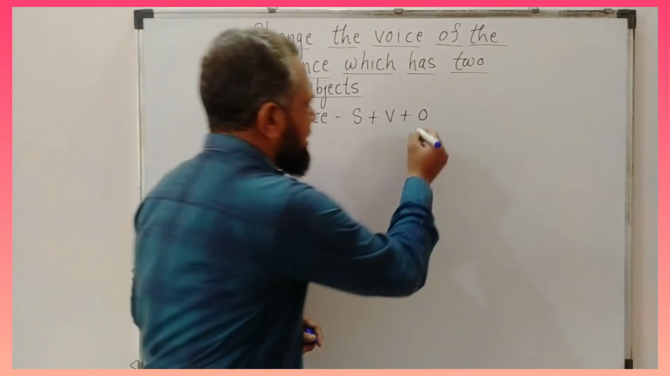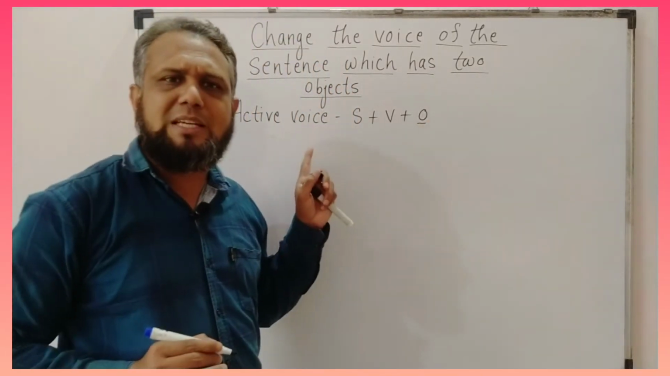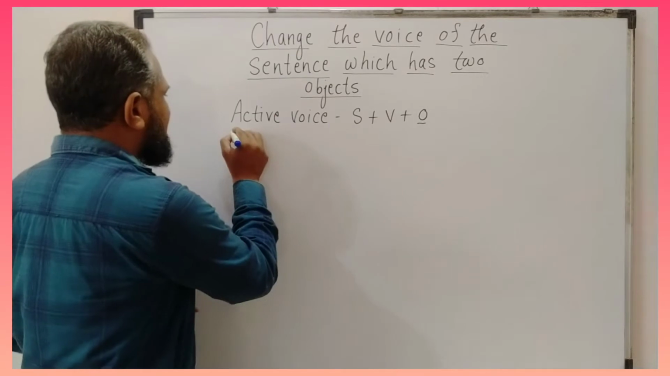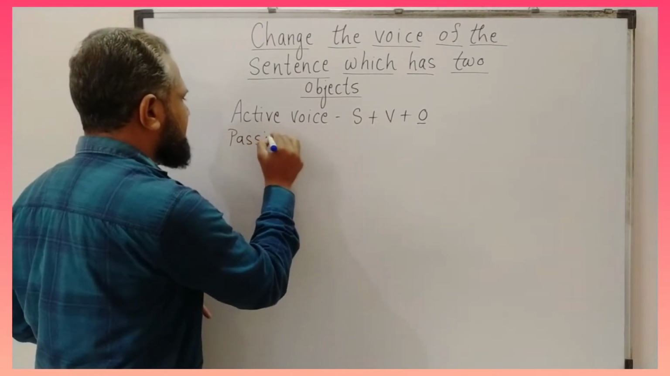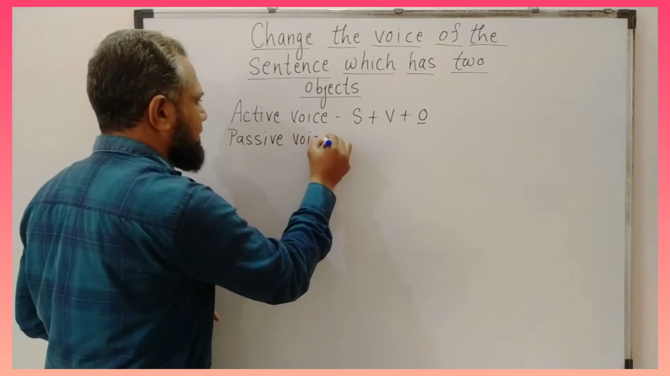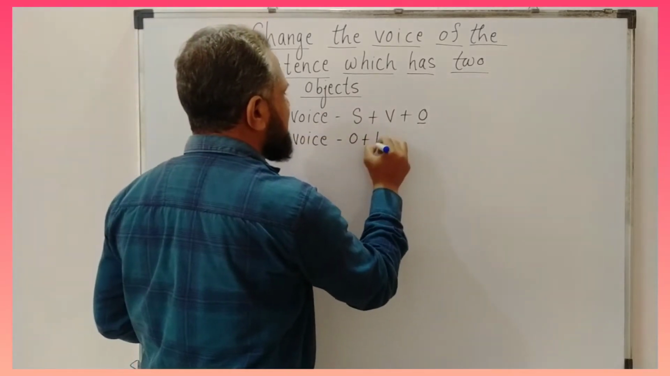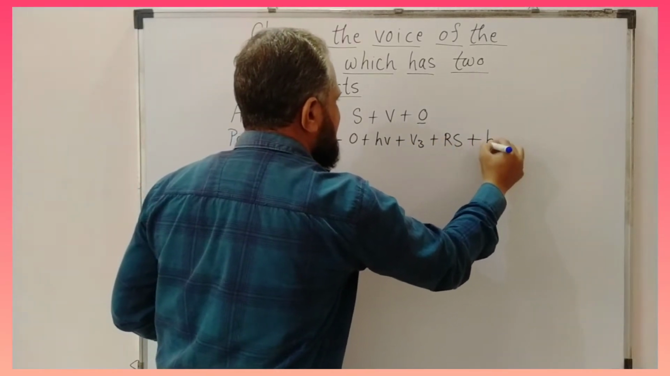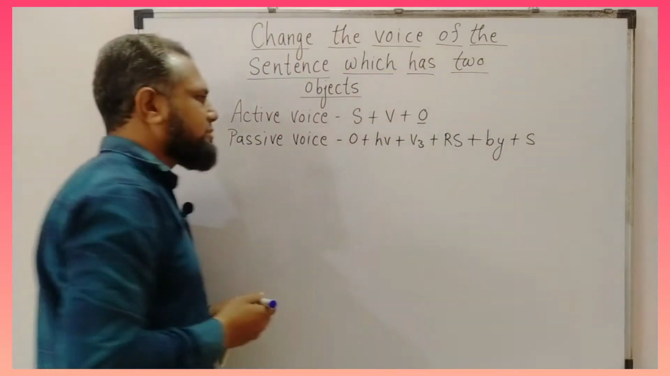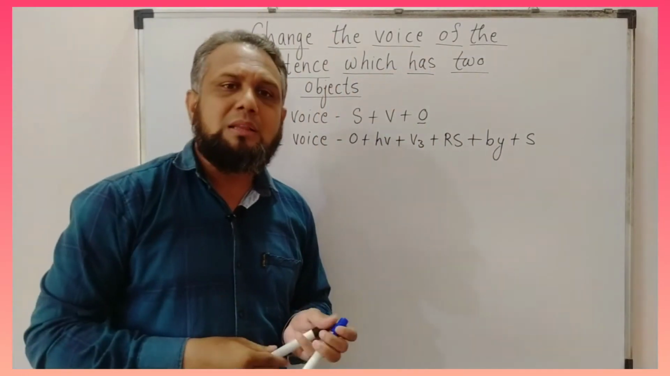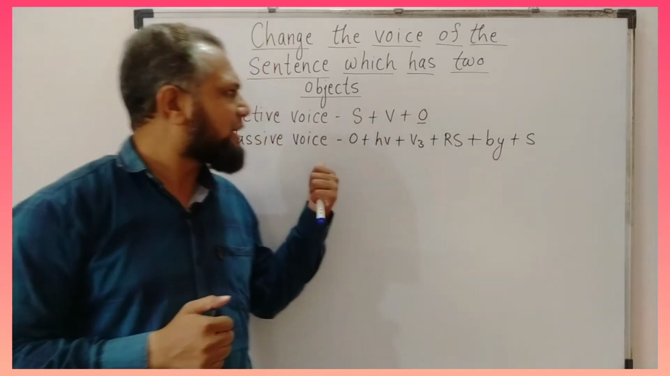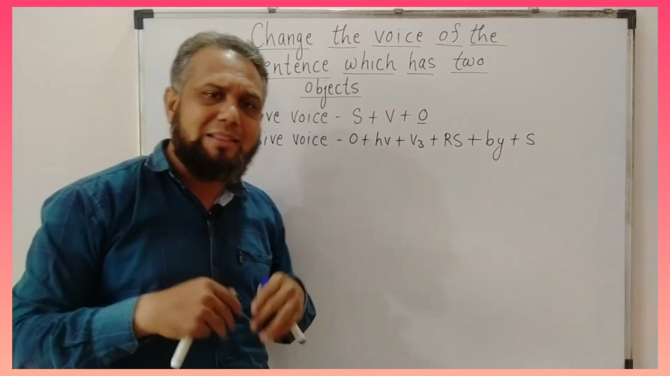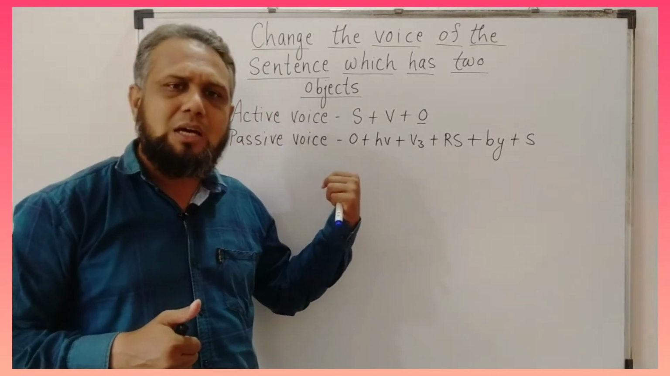Now there is only one object in the sentence, and when we transform this sentence from active to passive voice, the formula of passive voice will be object plus helping verb plus v3 plus remaining sentence plus by plus subject. The main thing we have to note is that there is only one object, and in the passive voice the assertive sentence starts with the object.